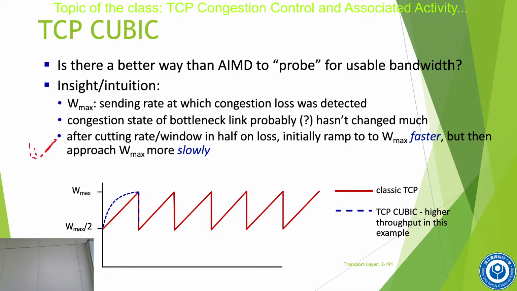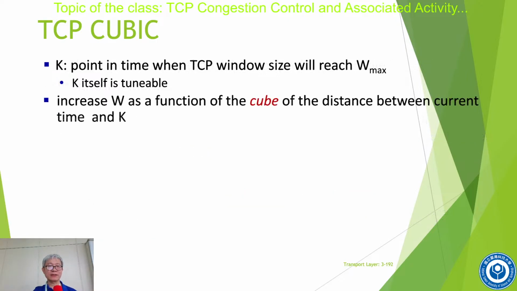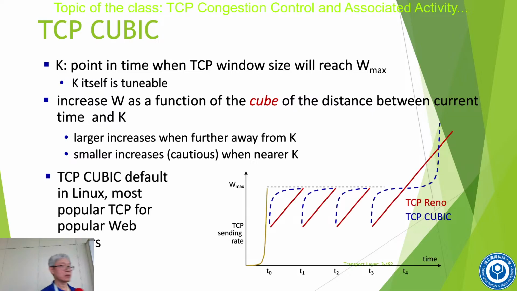And the current trend uses the function of a cube. That's why we have a CUBIC version. And how do we implement this one? Actually, we will have a point, for example K here. Assume we can find the position K. We can try to find it for the current window.